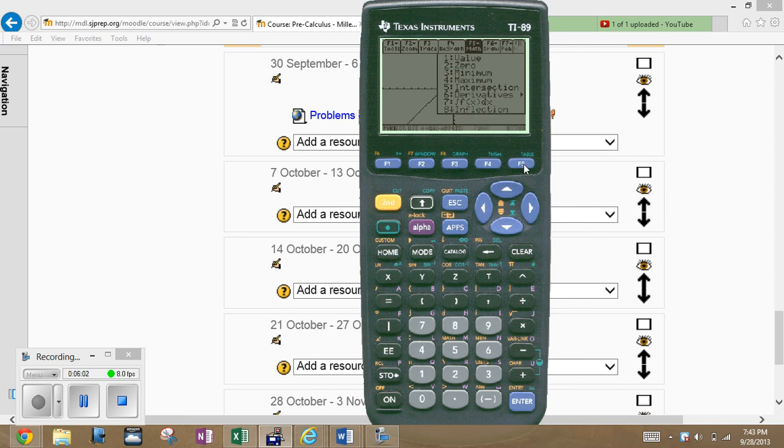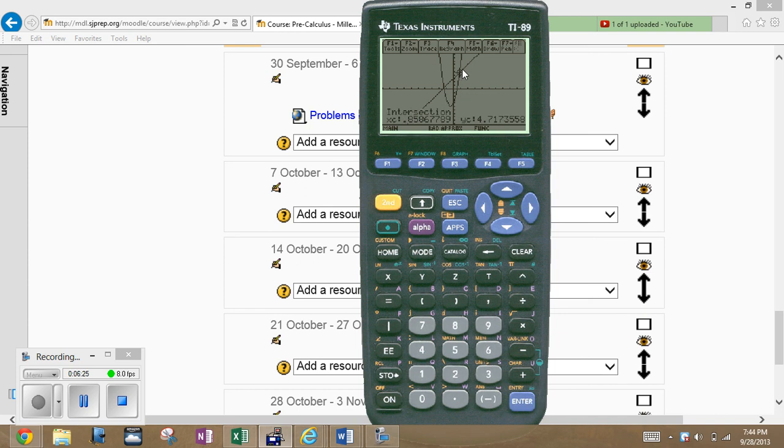Then we go F5 again. We find the point of intersection. We are on one curve in close proximity. Enter. Jumps to the other curve. Enter. A little bit left. We're there. Enter. A little bit right. And enter. And it should lock in right on that point of intersection. So there you have it.